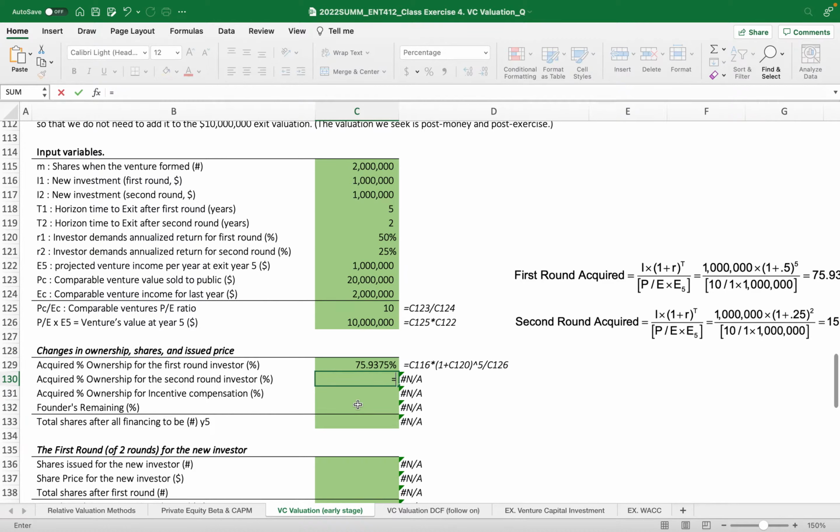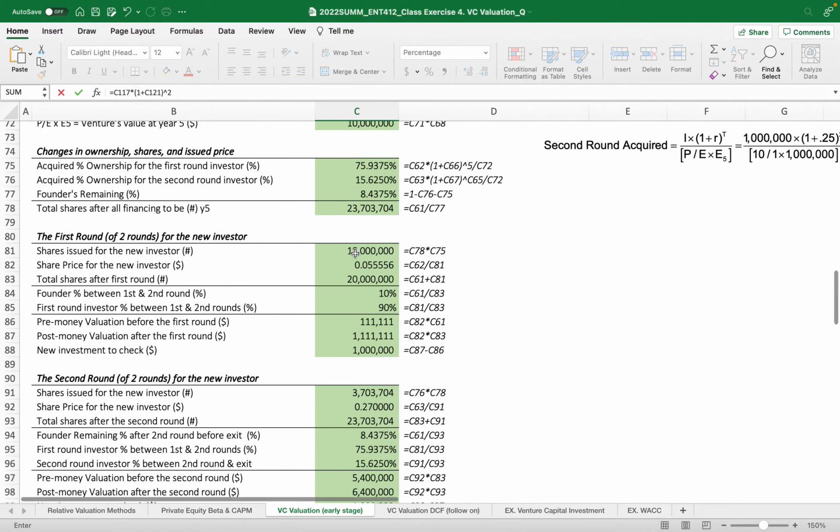For the second round, they also invest 1 million, and it is increased by 25%. Why? Because in the second round, the venture firm has mostly become successful, and then they require a lower required rate of return. Then it is increased over 2 years of investment, after year 3, right?